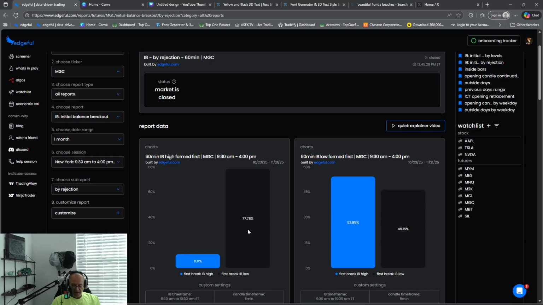Off high to low, 77% of the time. Conversely, if the IB low is formed first, only 53% of the time do we break to the upside, and 48% of the time we break to the low side. So from low to high, I need more confluence.